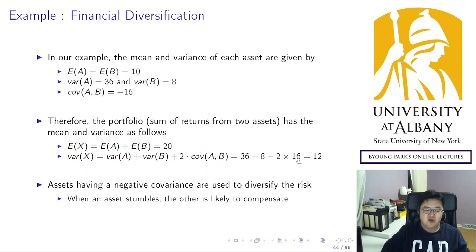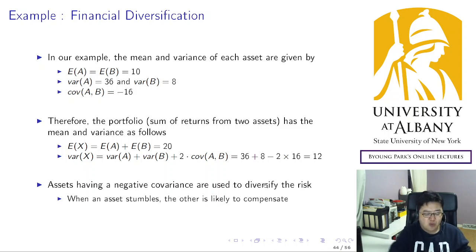So when you define a new random variable by combining those two variables, then covariance plays a very important role to determine the variance of the new random variable. So the magnitude of the covariance is important to calculate the variance. And from the viewpoint of financial economics, it's clear. A pair of assets having negative covariance are really useful to diversify the risk.